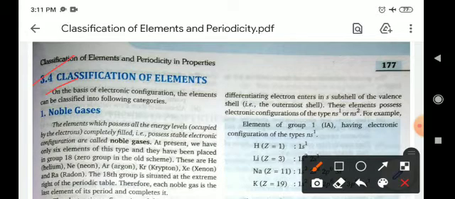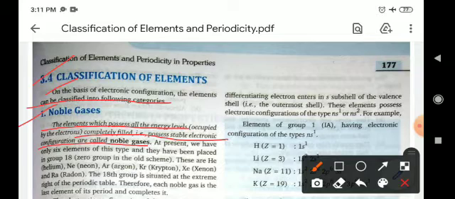On the basis of electronic configuration, the elements can be classified into the following categories. Number 1, noble gases. The elements which possess all the energy levels occupied, meaning completely filled orbitals, and possess stable electronic configuration are called noble gases.